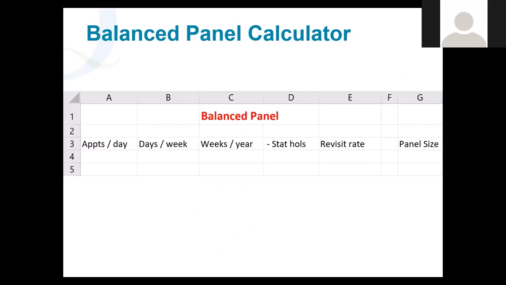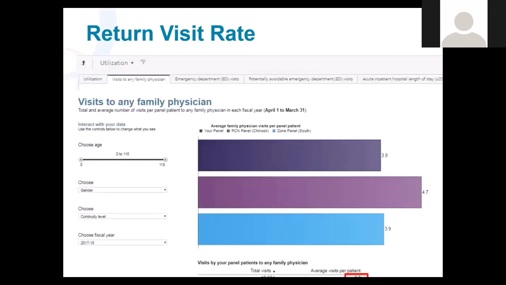So on this calculator, you're going to look at the number of appointments per day that the physician is able to provide, the number of days a week the physician is in clinic, the weeks per year that the physician is working, minus the stat holidays, and then we're going to look at the return visit rate for this panel to calculate the ideal panel size. So where do we find that return visit rate?